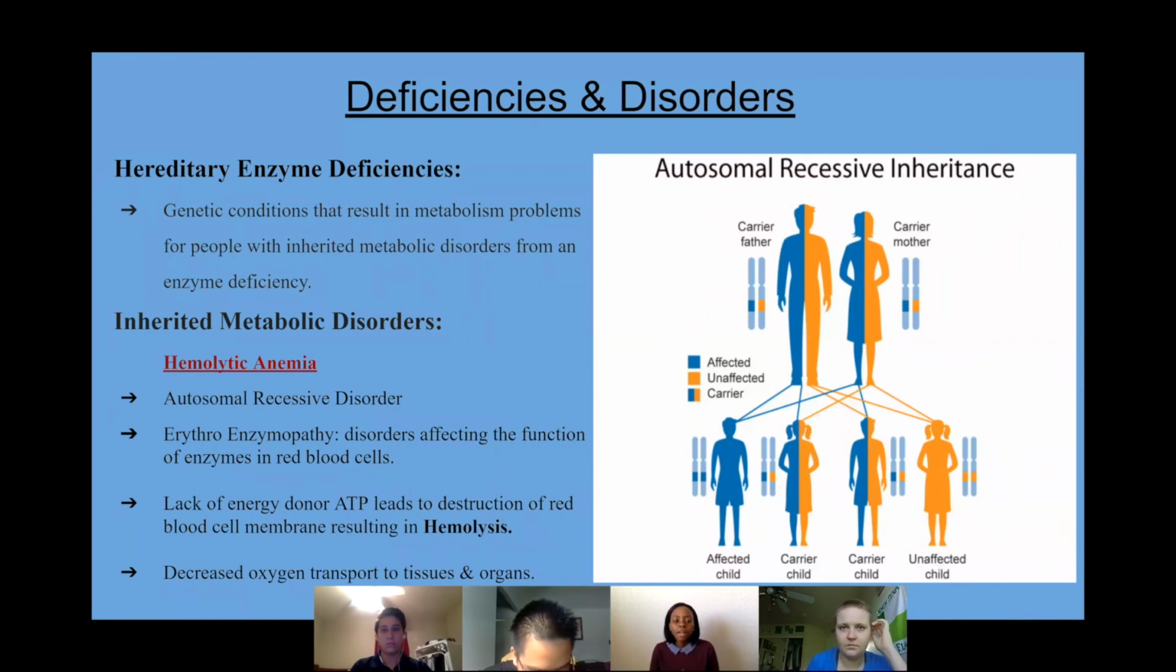The effects of a phosphoglucoisomerase deficiency in red blood cells destabilizes their membranes and induces their destruction in a process known as hemolysis. And hemolysis, in turn, will also decrease the ability of the red blood cells to transport oxygen to tissues and organs throughout the body.